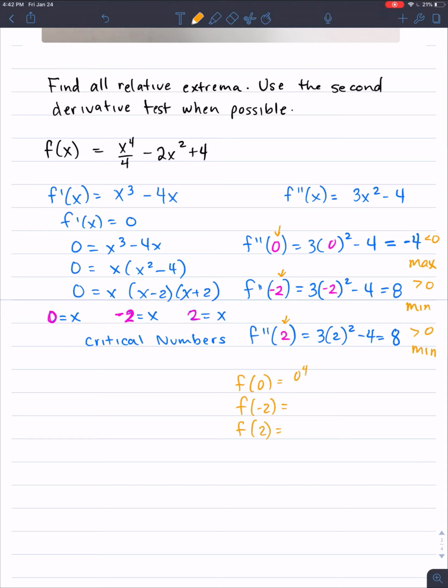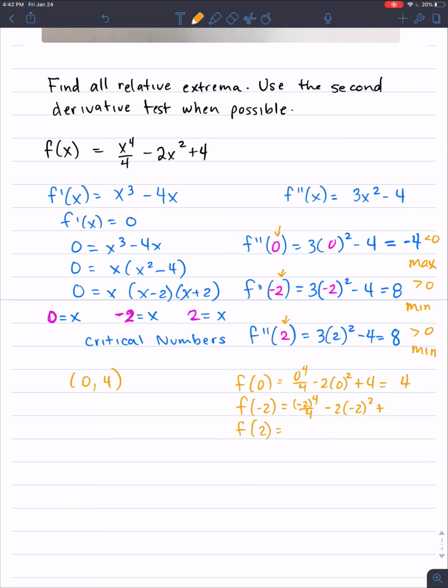0 to the 4th divided by 4 minus 2 times 0 squared plus 4, because we're going back into this original function up here. Right? Anytime you have x and you solve for y, you got to go back to the original function. So plug that in and we get 4. So 0, 4. Plug in negative 2 this time, so it's going to be negative 2 to the 4th divided by 4.